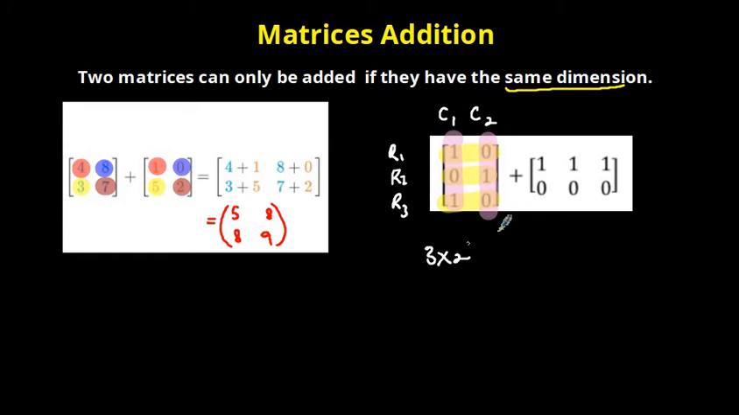A 3 by 2 matrix. Let us check this one over here. Now, how many columns and rows do we have?